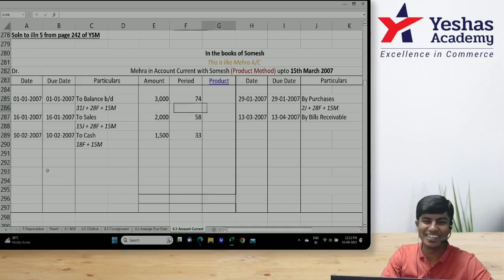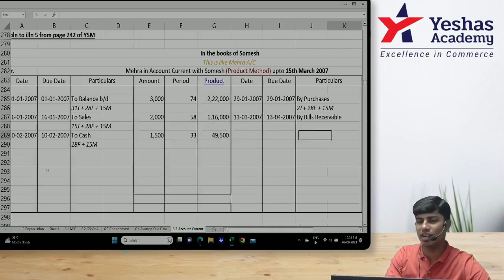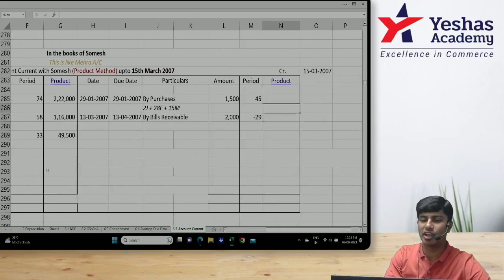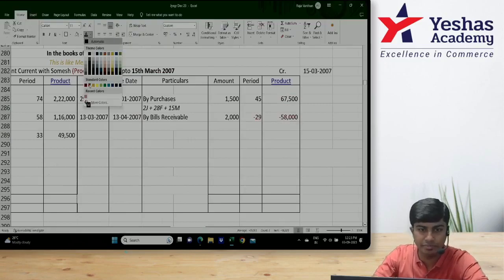3,000 into 74 is 2,22,000. 2,000 into 58 is 1,16,000. 1,500 into 33 is 49,500. Here, 1,500 into 45. 2,000 into 29 is 58,000. Safety. This will make it red.